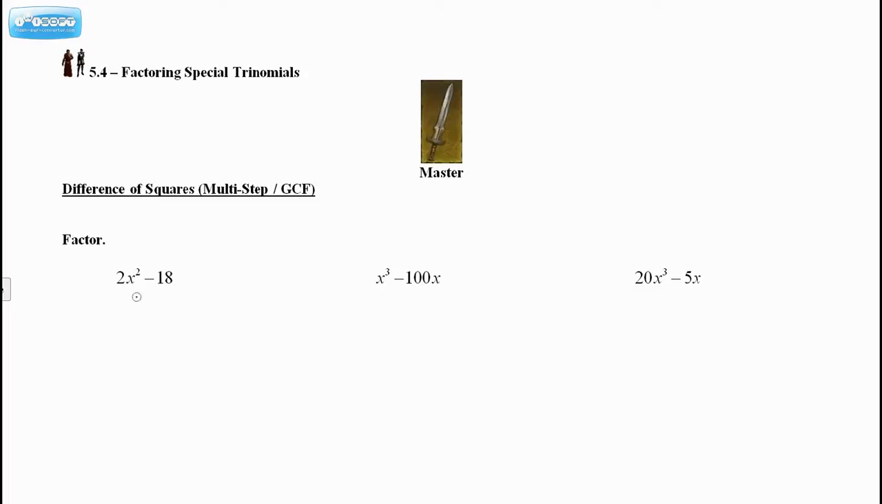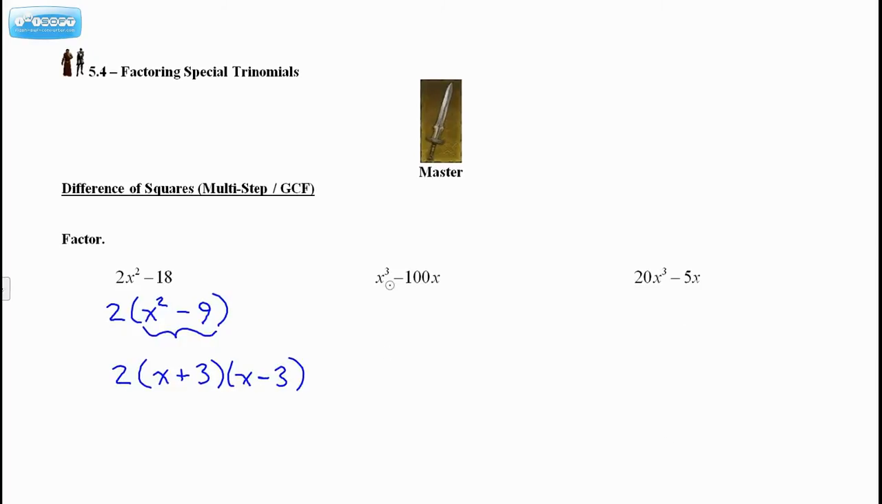So factor 2x squared minus 18. The GCF is 2, so I can factor that out. That leaves x squared minus 9. And you should recognize that this here is a difference of squares, and that can be quickly factored as x plus 3 times x minus 3. And don't forget, this 2 still has to be there.